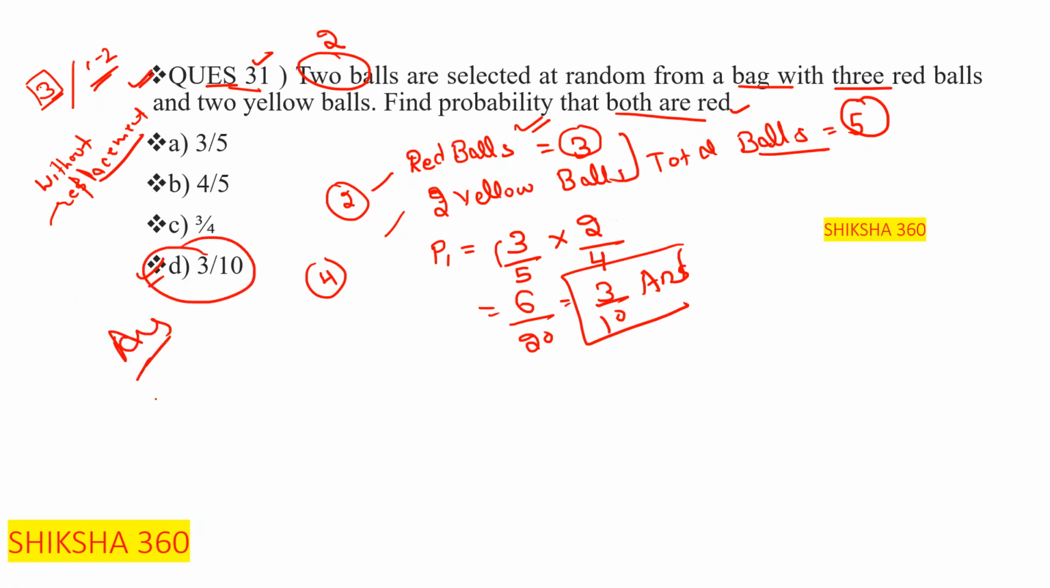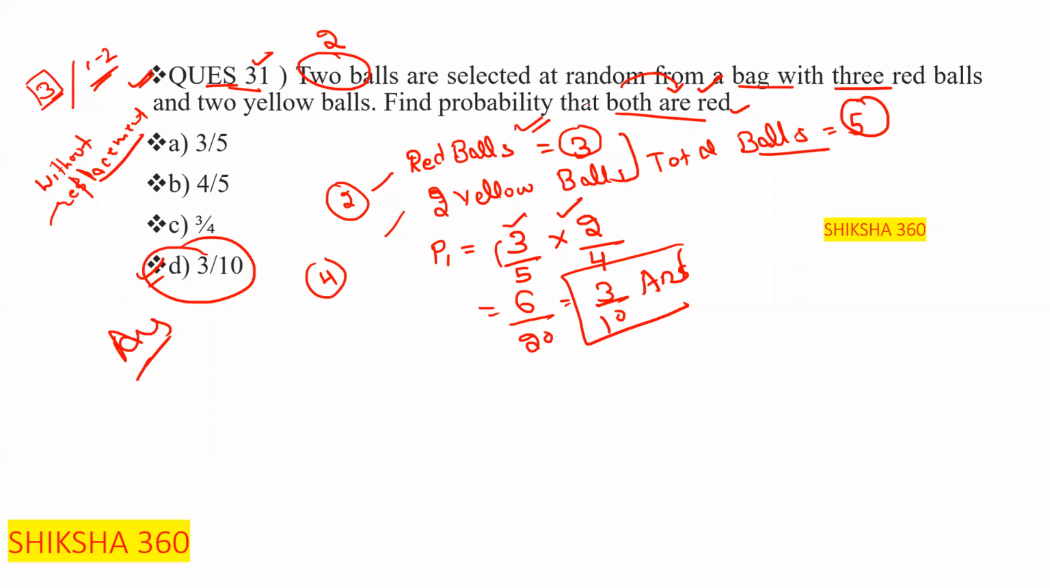Hope this question is clear to all of you. If anyone has any doubt or query regarding this question, please ask. You just have to simply use the criteria of what they are asking here. Here they are asking that both balls are to be red. So this is the first ball, and this is the second ball.